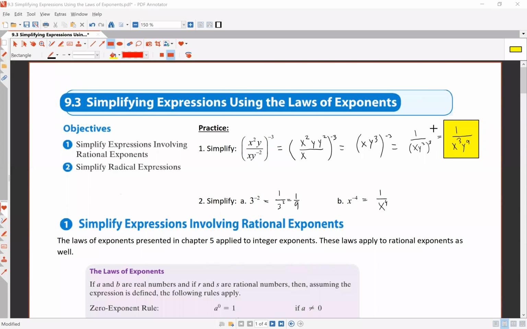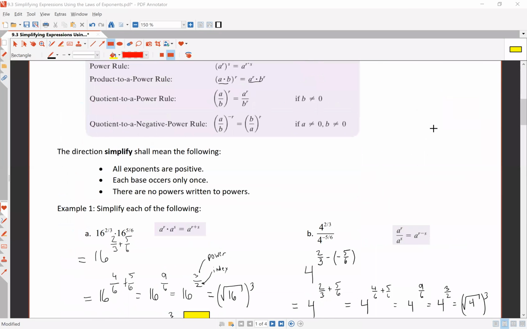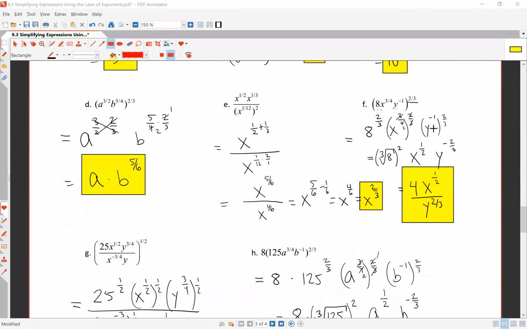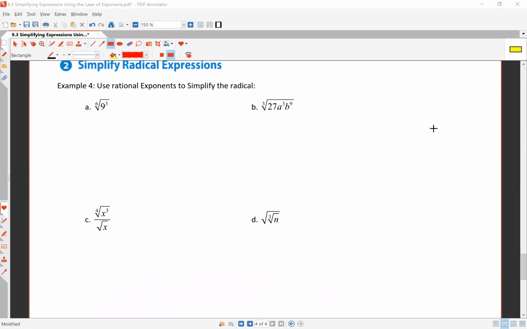This video covers section 9.3, Simplifying Expressions Using the Laws of Exponents. Objective 2, Simplify Radical Expressions. Example 4. Use rational exponents to simplify the radical.